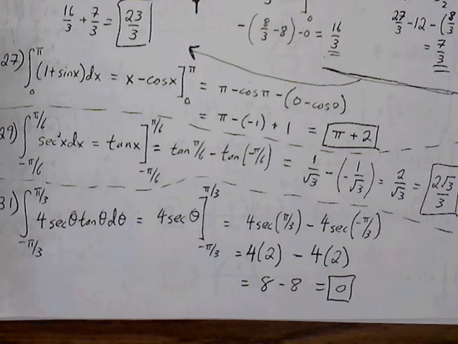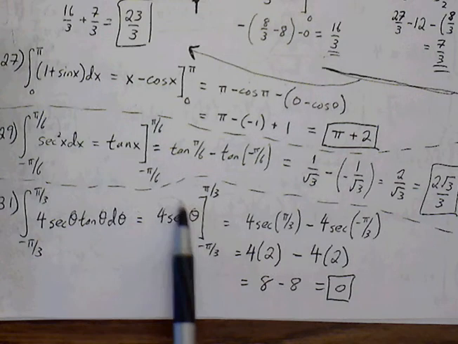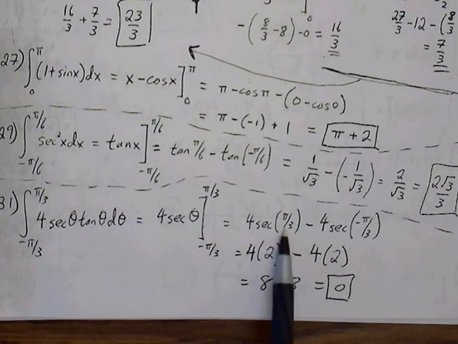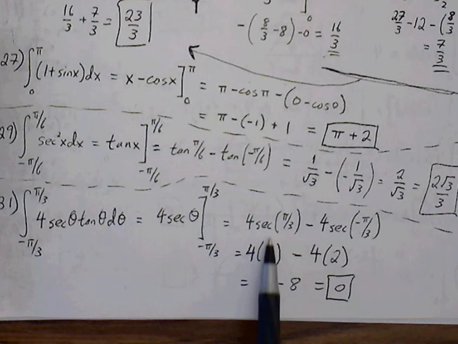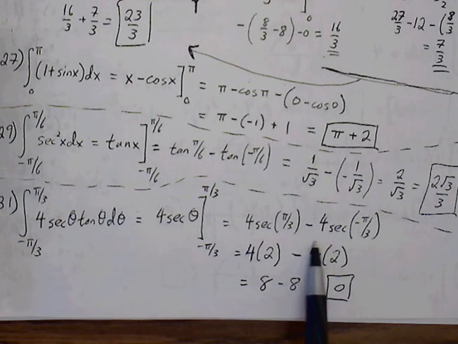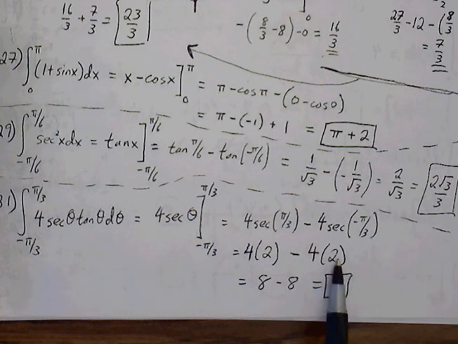Okay, 31. For secant tangent, we know secant tangent becomes secant theta. The 4 is the coefficient, that's just going to stay there. Evaluate between your upper and lower bound, plug pi over 3 in for theta. Secant of pi over 3 will produce 2. Then we do minus, plug the lower bound in for theta, so 4 secant of negative pi over 3. Secant of negative pi over 3 also produces 2, so 8 minus 8 will give us 0.